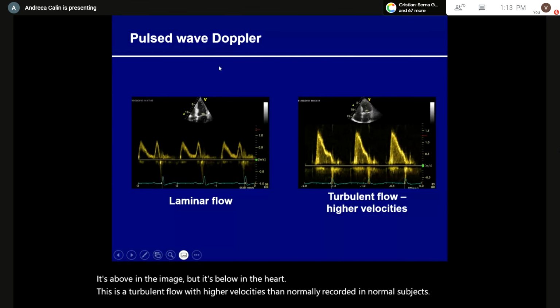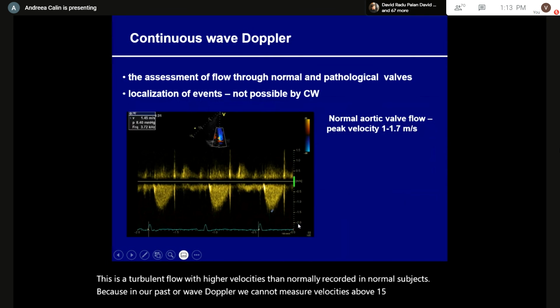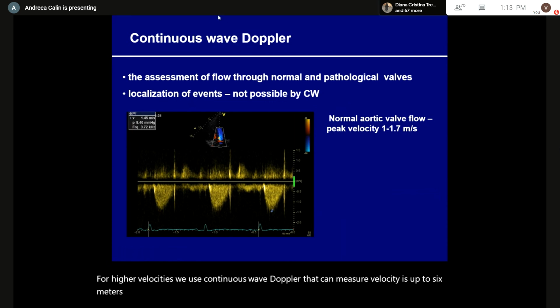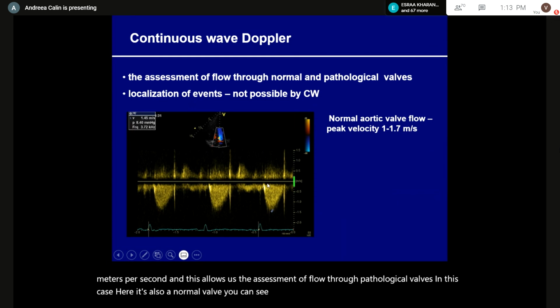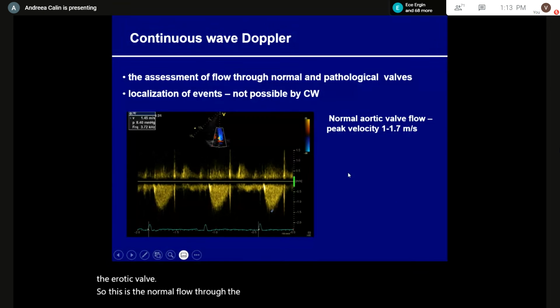Because in pulsed wave Doppler, we cannot measure velocities above 1.5 meters per second. For higher velocities, we use continuous wave Doppler that can measure velocities up to 6 meters per second. And this allows us the assessment of flow through pathological valves. In this case here, it's also a normal valve. You can see this triangular shaped envelope in systole from the aortic valve. So this is the normal flow through the aortic valve in a normal subject.